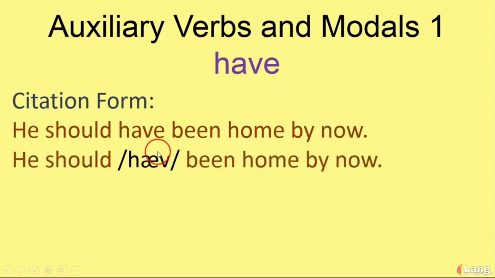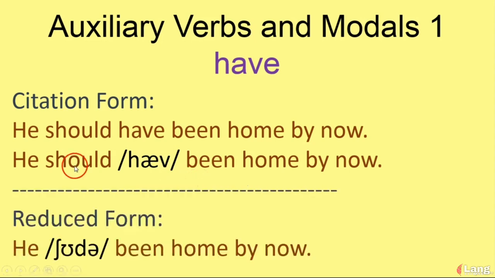The word have in IPA format looks like this. We have the letter H and the symbol a plus the letter V. Have. However, in reduced form, we combine the word should and have together. We drop the sound of V, and the sound A becomes the schwa. And so we have the word shoulda, which is a combination of should and have.